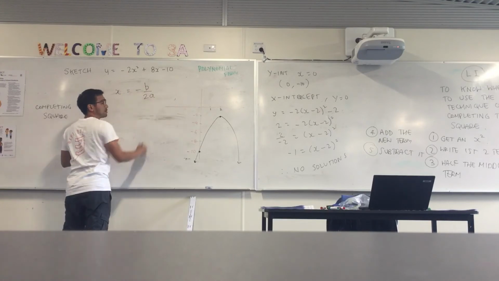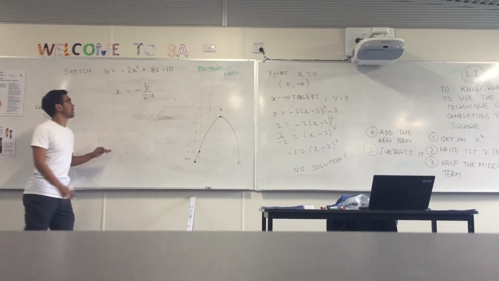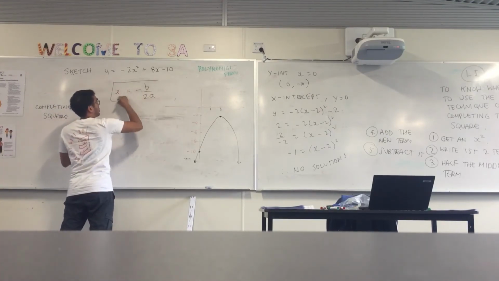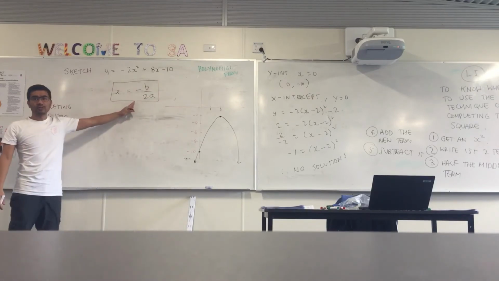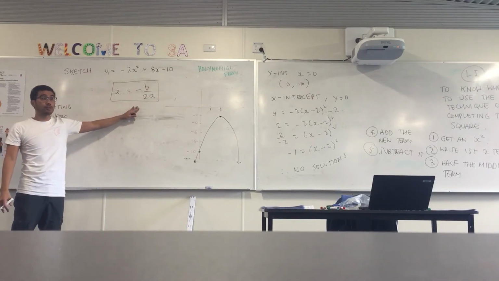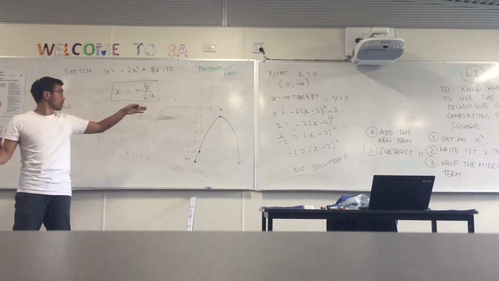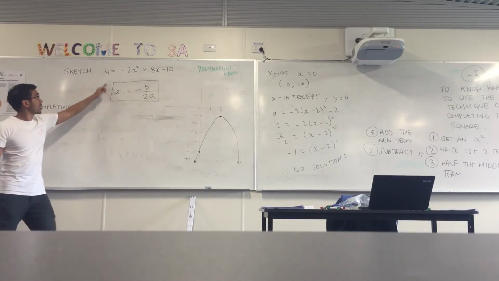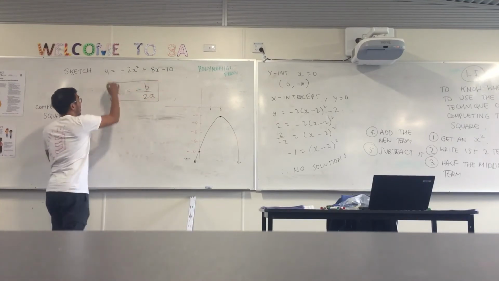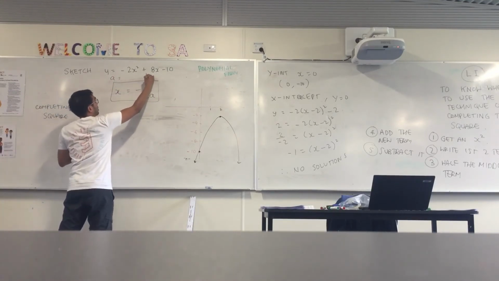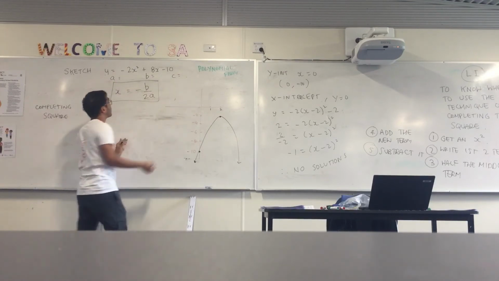Has anyone seen that? Yes. It's from the quadratic formula. So this little machine makes things really quick. If you don't want to do completing the square and you're not asked to do completing the square, you can do this. Okay, looking over here, we have an A, we have a B, and we have a C.